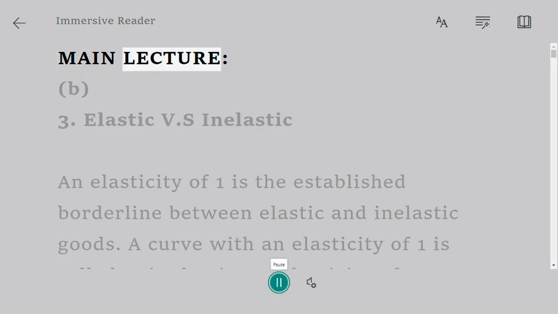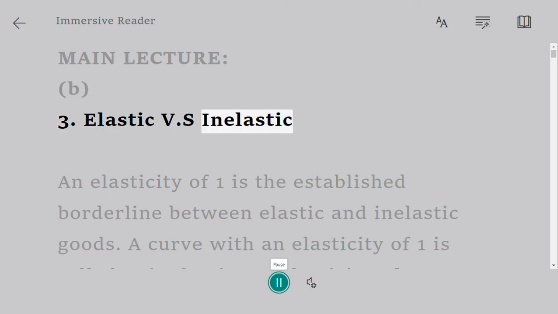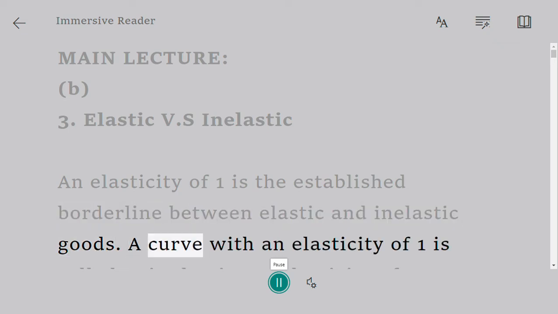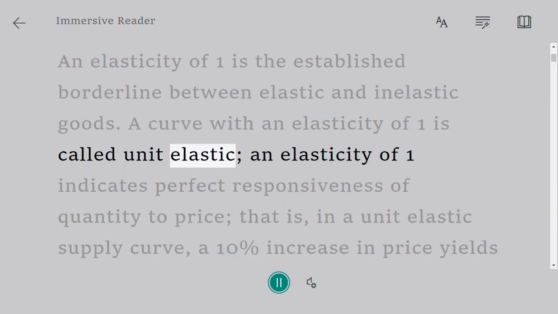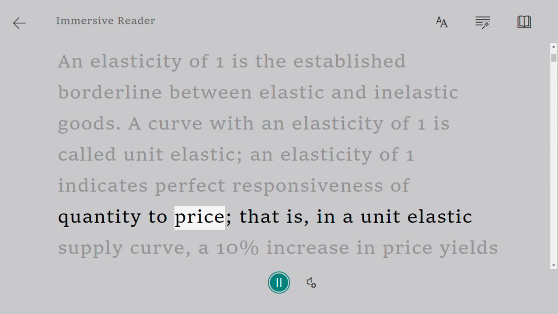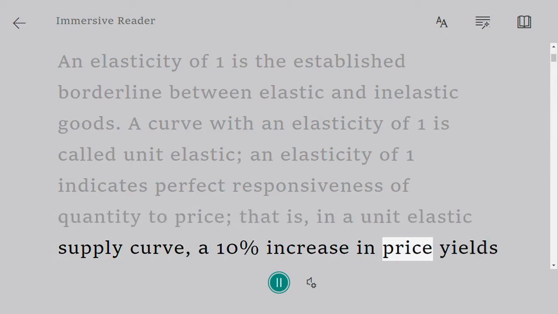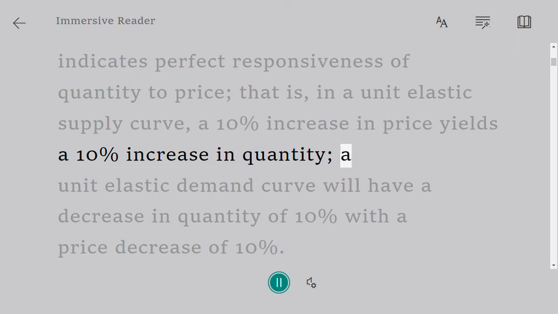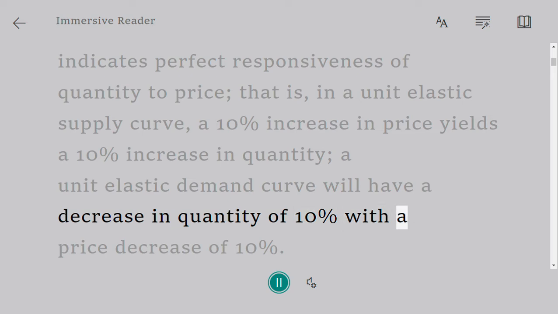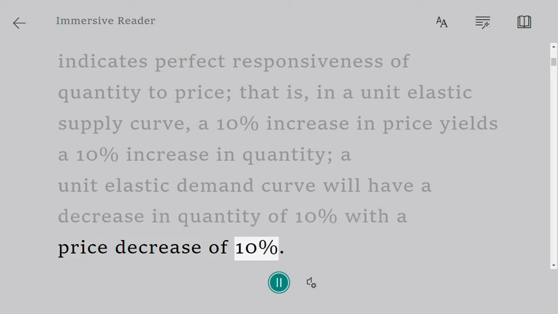Main lecture. B. 3. Elastic versus Inelastic. An elasticity of 1 is the established borderline between elastic and inelastic goods. A curve with an elasticity of 1 is called unit elastic. An elasticity of 1 indicates perfect responsiveness of quantity to price, that is, in a unit elastic supply curve, a 10% increase in price yields a 10% increase in quantity. A unit elastic demand curve will have a decrease in quantity of 10% with a price decrease of 10%.